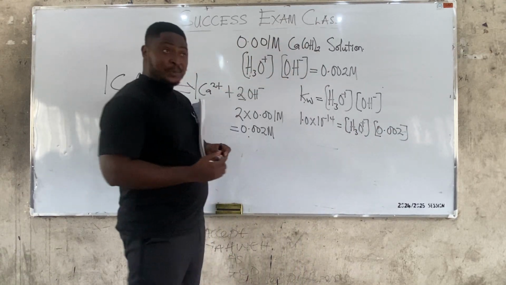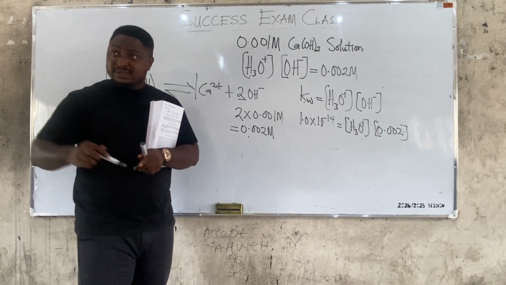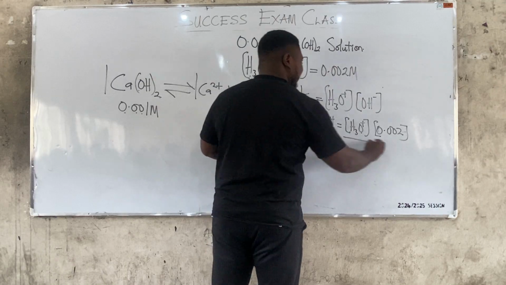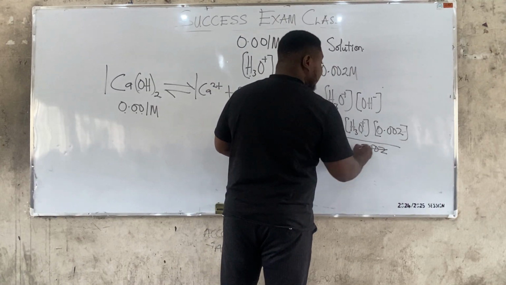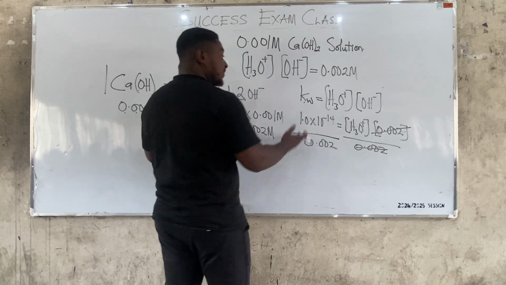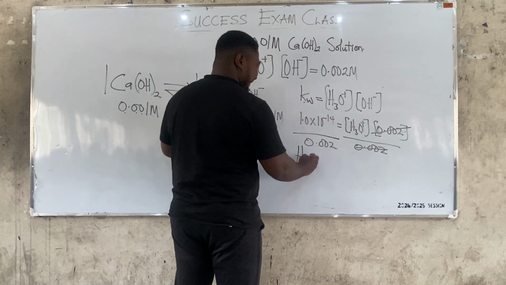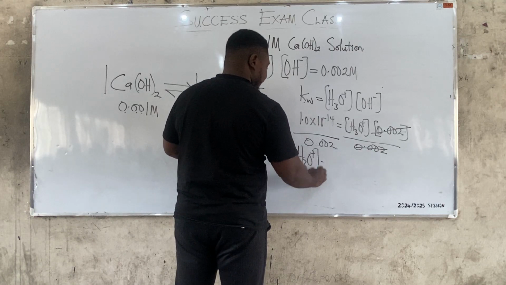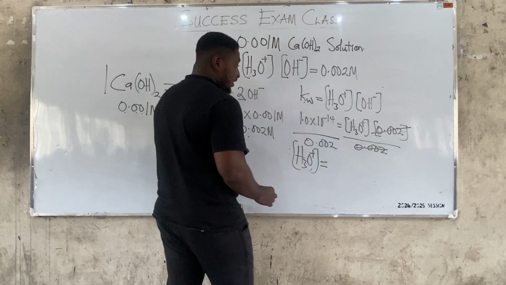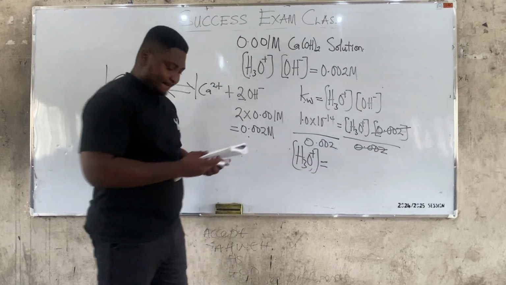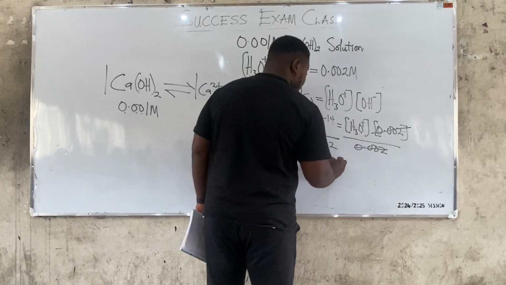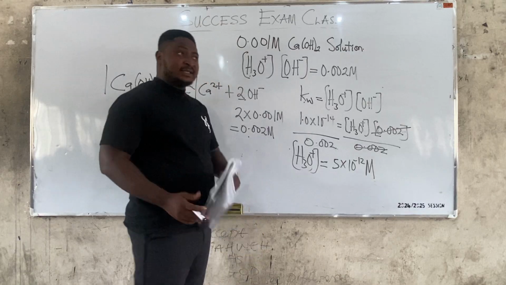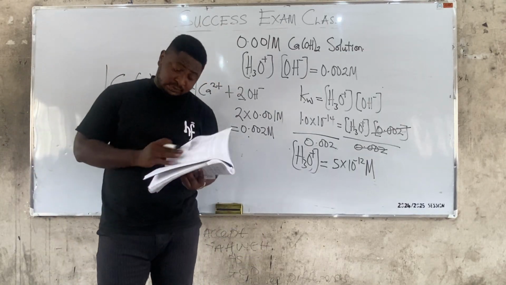What is OH minus? Can you now see how we can get H3O plus? Divide both sides by 0.002. 0.002 cancels 0.002, and by the time you divide this by this, you've gotten your H3O plus. H3O plus will now be what? Someone give us the final answer? 5 times 10 raised to the power of minus 12. You are allowed to call this one M now because this is concentration, right? M, concentration.